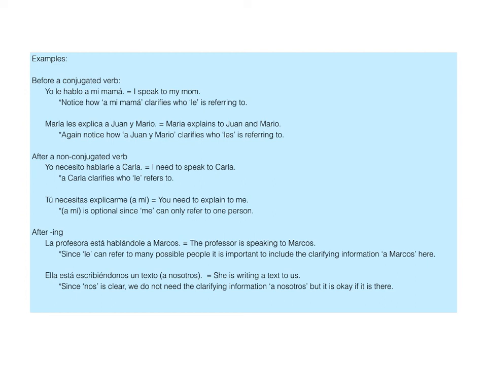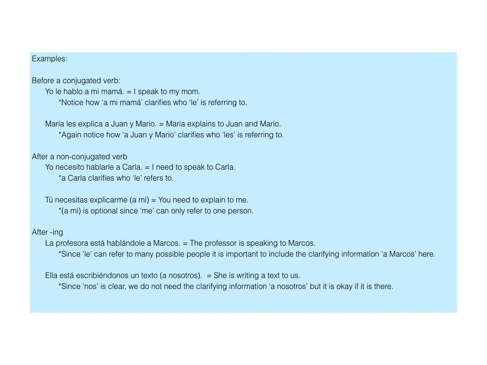The last example, ella está escribiéndonos un texto a nosotros. A nosotros being optional here. Okay, escribiendo, yendo is the ing ending. So once I see yendo, if I'm going to use a pronoun, I can throw it right after that. So she is writing a text to us.